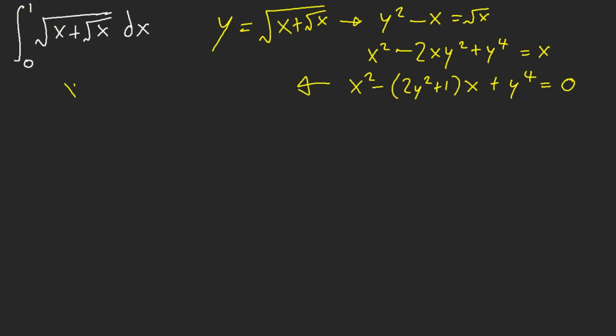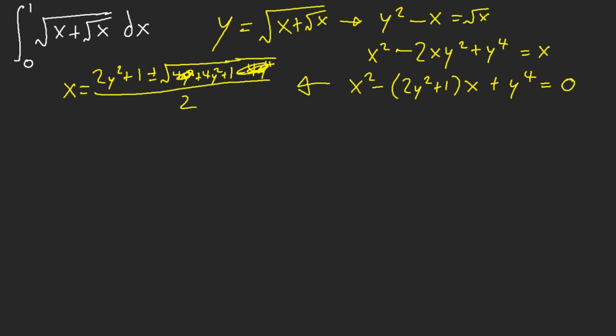So what is x? So our inverse is 2y squared plus 1 plus or minus the square root of b squared, which is 4y fourth plus 4y squared plus 1 minus 4ac, 4y fourth. So these two cancel out. That should be 4y squared, I'm sorry. All over 2. Okay, so here's the trap.